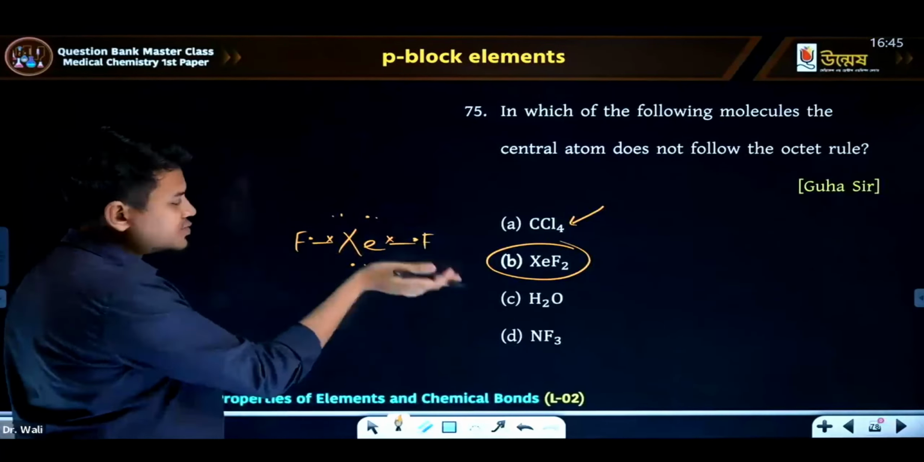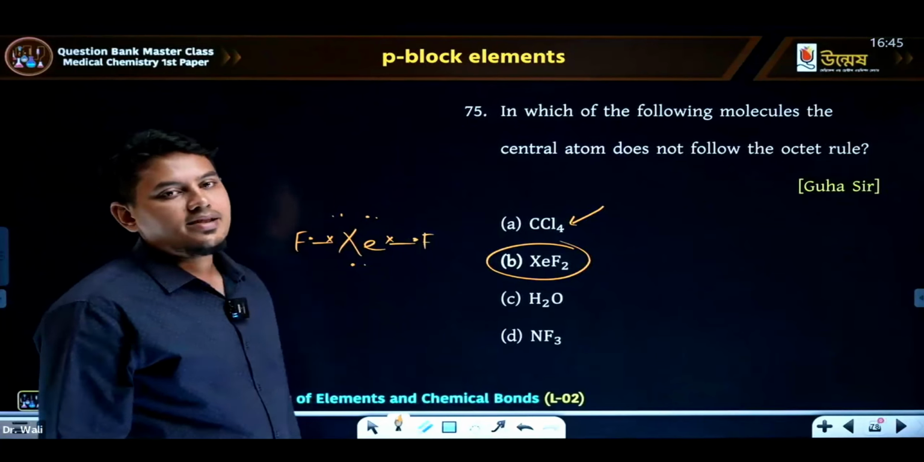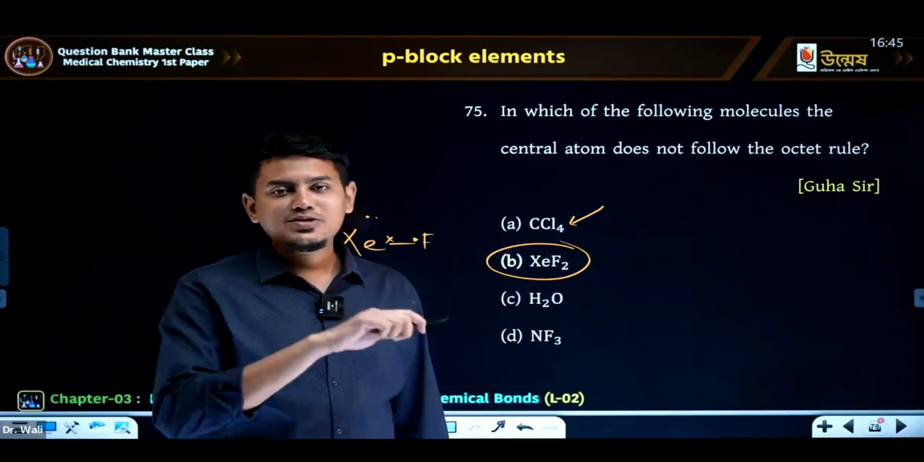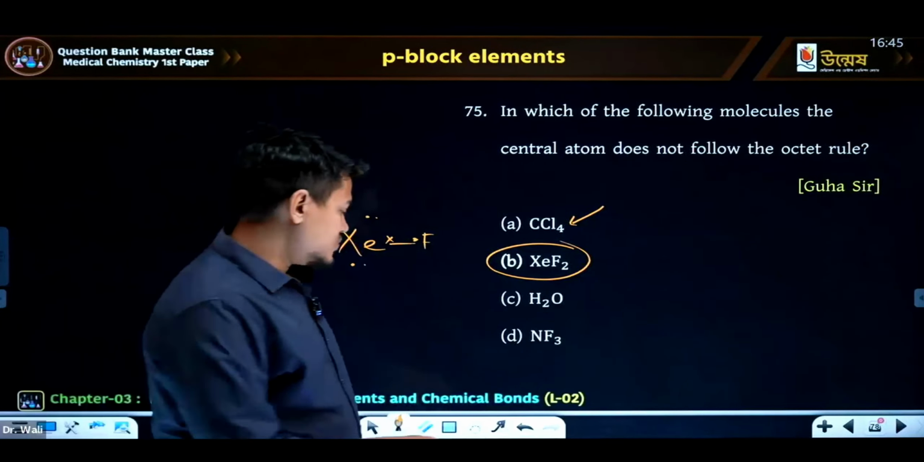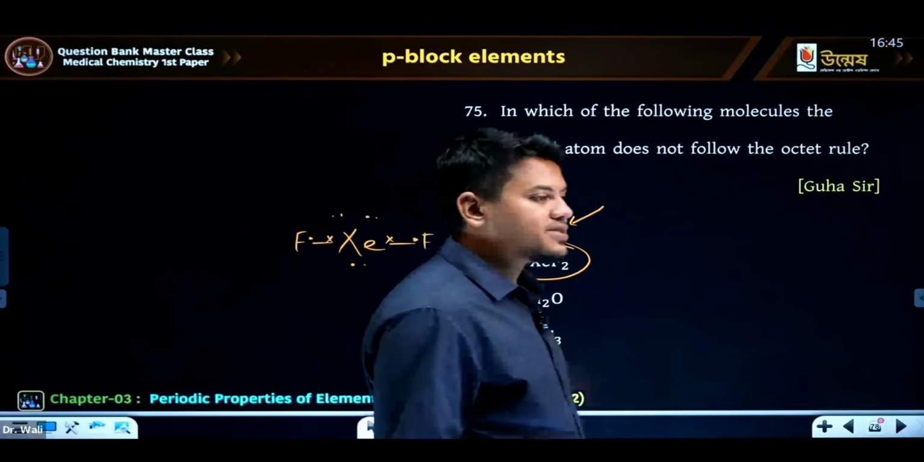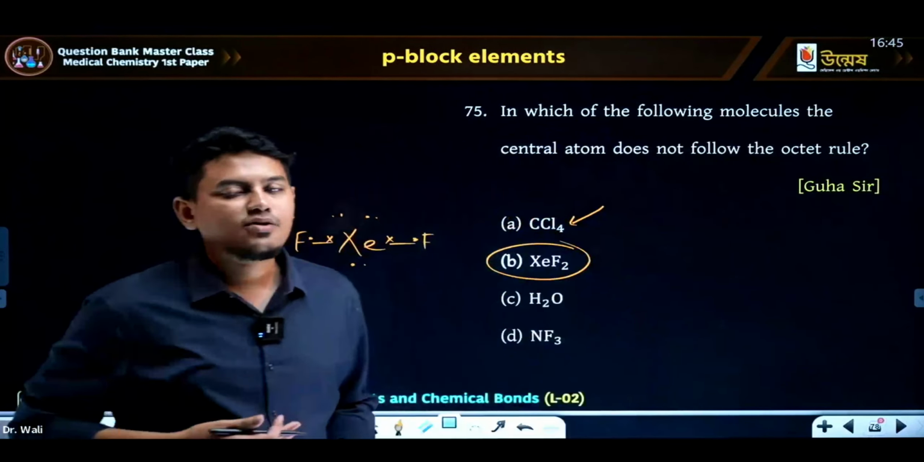Together with that, xenon got 6 electrons as lone pair electrons. So the total number of electrons will be 10 for xenon, which is not complying with the octet rule. Here octet expansion occurred. So the answer will be B. It does not follow the octet rule, meaning either the octet is incomplete or the octet is expanded. Here we can see the octet expansion.